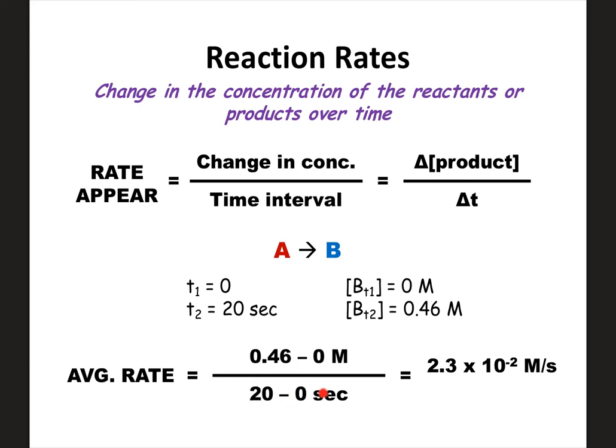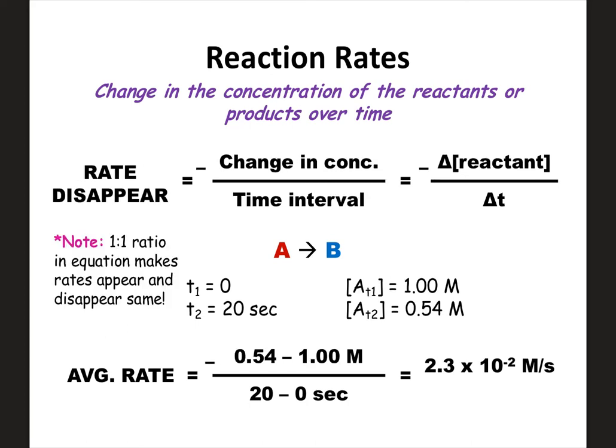We ended at 20 seconds. We started at 0 seconds. So if you subtract them and then divide, your average rate over this 20-second interval for the rate of appearance of the product would be 2.3 times 10 to the negative 2 molar per second. That would just be the average rate of appearance of this particular product. Remember, anytime you're doing a rate, it's a change in concentration over the change in time.